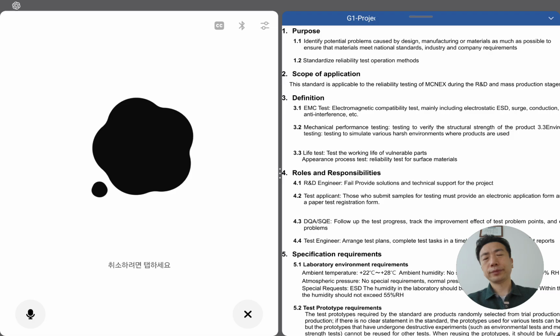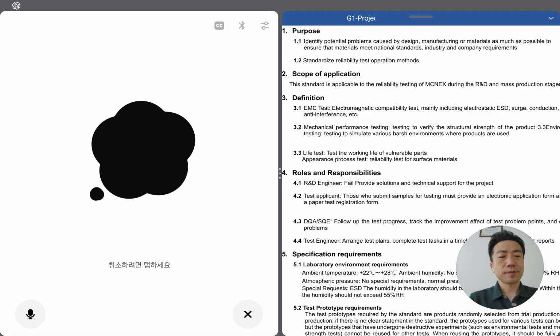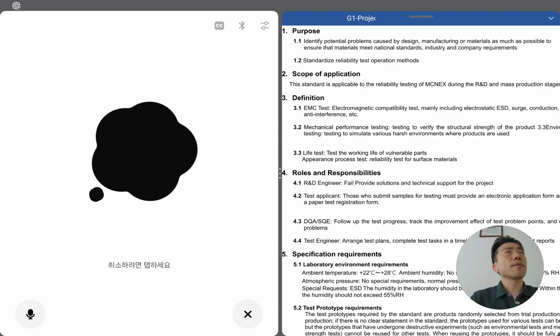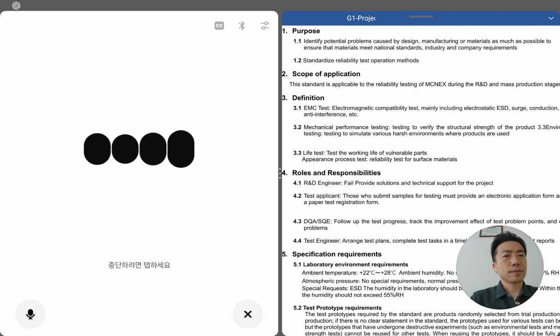Sure, David. Here's how it goes, nice and steady. This standard is applicable to the reliability testing of MConnect's products during the research and development stage and the mass production stage. It's short, but clear. Want me to read it again, this time with a bit more natural presentation tone, like you'd say it in a meeting?